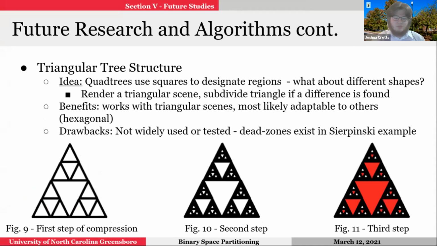All right, so let's mention this, triangular trees. So we render a scene, and instead of dividing it with squares, let's do it with triangles. The benefit with this is that this works with triangular scenes, obviously, but it can also be adapted to other scenes, such as hexagonal. The downsides, though, is that this isn't very widely used or tested. It has more limited cases than images, because most images are rectangular or square. And also there can be dead zones as indicated in this example by the red triangles.